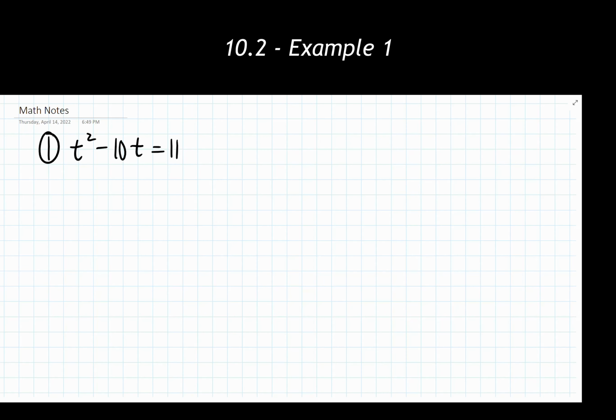With our first example, we're starting off with the equation t squared minus 10t equals 11. So looking at our steps in our process, the first thing that we're told to do is manipulate the equation so the constant term is on one side of the equal sign and the variable terms are on the opposite side. So I have the constant over here, I have my 2 variable terms on the other side. Great, step 1 has been done for me.